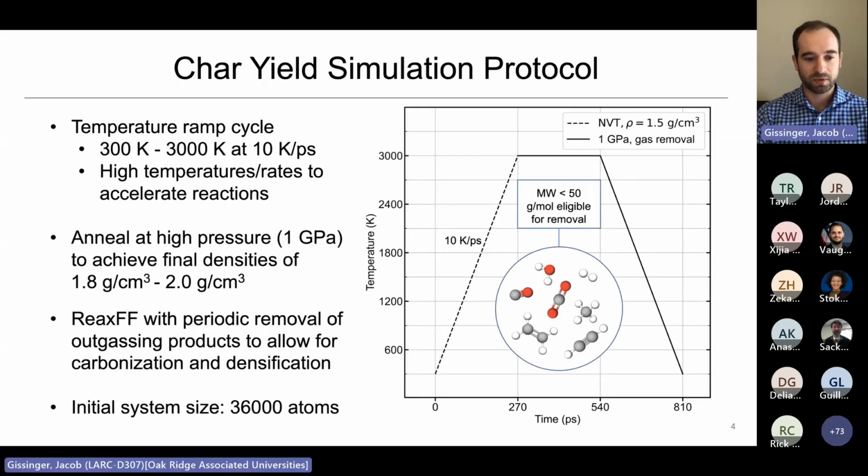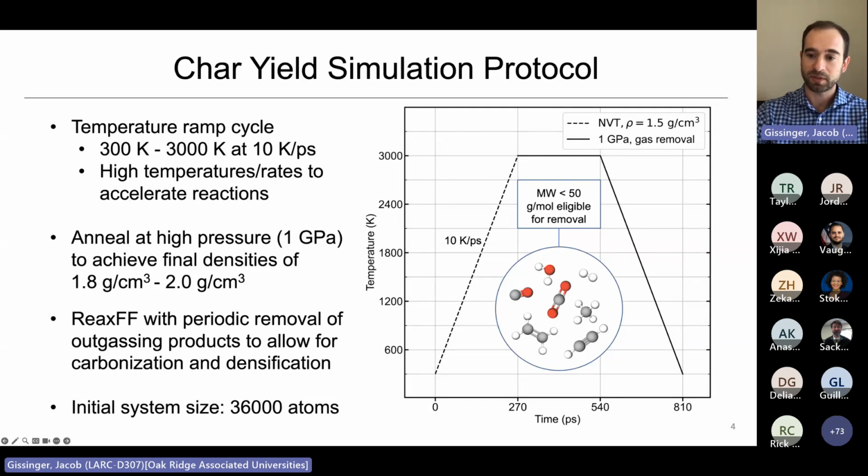So before this work, there was really no way to predict this important value of char yield in a predictive way, in a chemistry-specific way, and in a way that didn't require interpolation of data from the literature. So this is a predictive method, and here's an overview of the simulation protocol that I came up with. It follows a similar pattern as a material might experience during experiment. So you start here at room temperature, ramp it up slowly to this annealing temperature, and hold it there for a while.